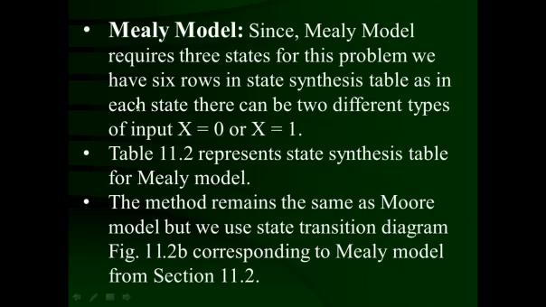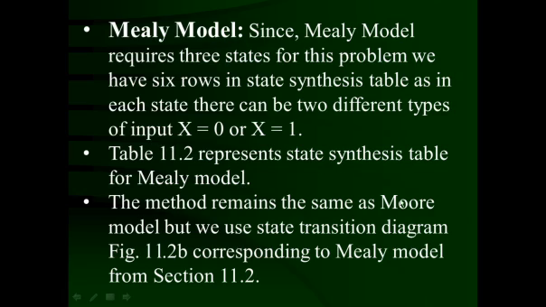Since the Mealy model requires 3 states for this problem, we have 6 rows in a state synthesis table, as in each state there can be 2 different inputs, x equal to 0 and x equal to 1. So we have 3 different states, small a, small b and small c, and each state can be assigned a binary value 0 0, 0 1 and 1 0. We have in the state synthesis table at least 6 rows, because in each state there are 2 possibilities of the input data, that is x equal to 0 or x equal to 1. So the total number of rows in the state synthesis table is 6.